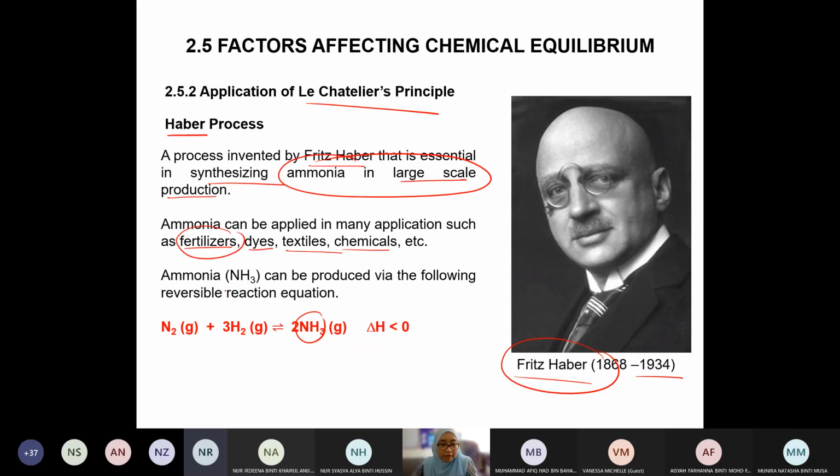Okay, so ammonia can be produced via the following reversible reaction. It is reversible actually. So we need nitrogen and hydrogen. When these two react, they produce ammonia, but this is reversible. After a while, when there is enough ammonia, it will initiate the reverse reaction. Forward, reverse, and of course this will have an equilibrium. There is an equilibrium state, and this reaction is exothermic because ΔH is less than zero. The reaction is exothermic. It releases heat.